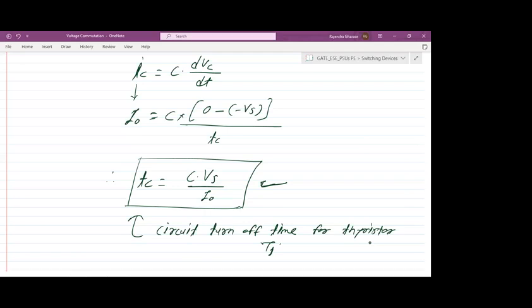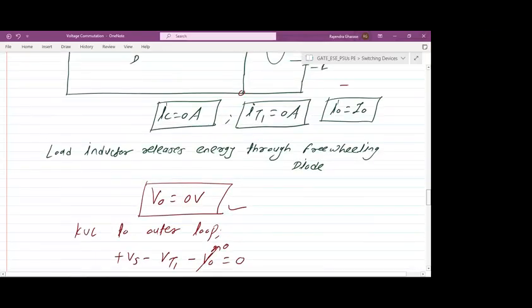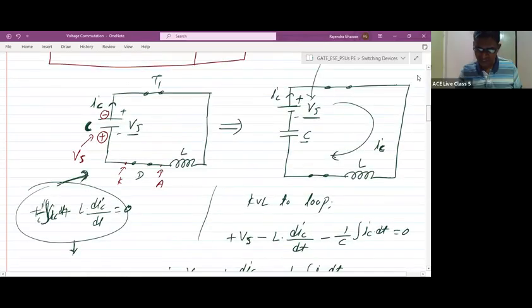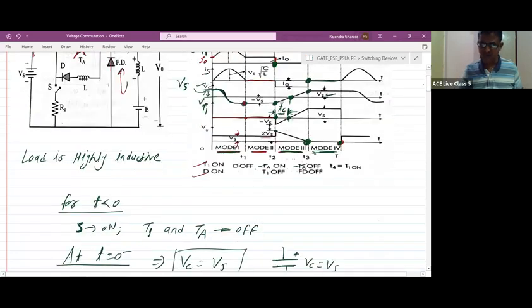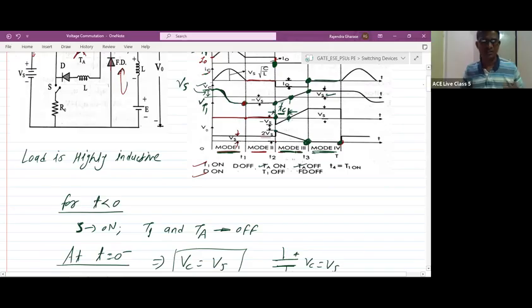Sir, I have a small doubt about modes of operation. It depends on only L and C elements, sir. Modes of operation means commutation circuit modes of operation. These modes, mode 1, mode 2, mode 3, mode 4, we have only divided it in order to understand the circuit operation. That's it.